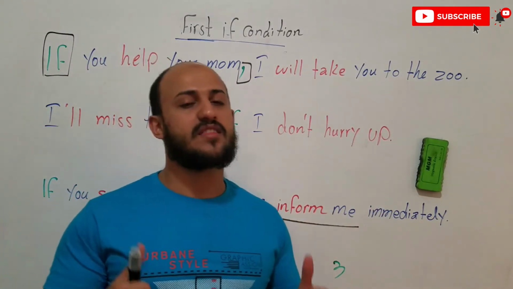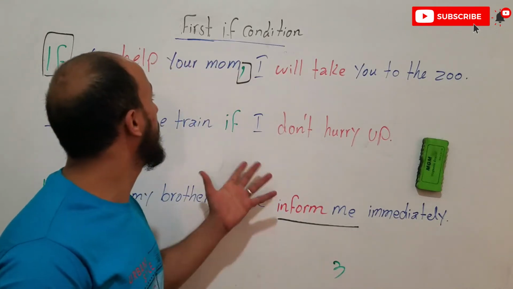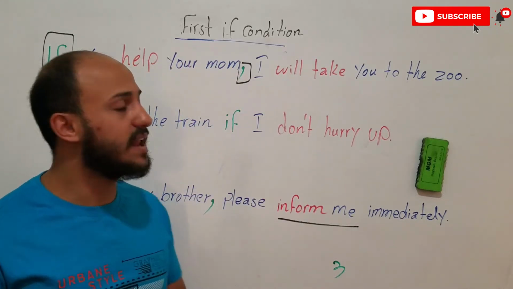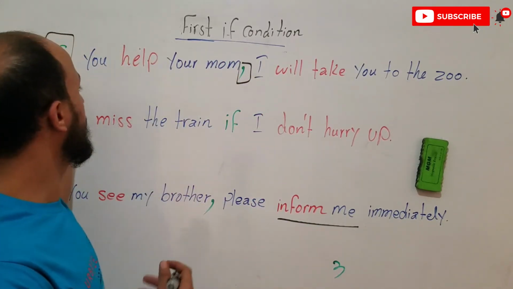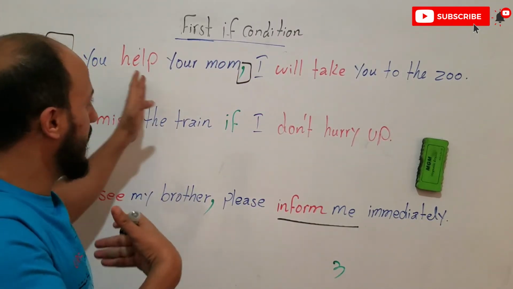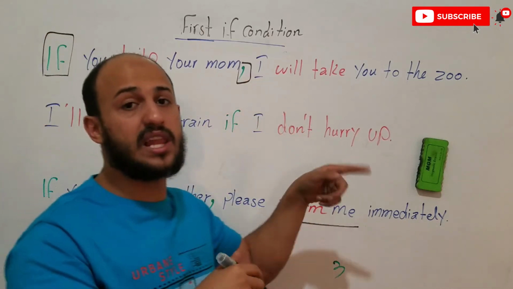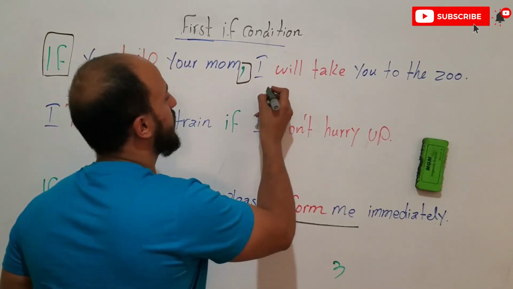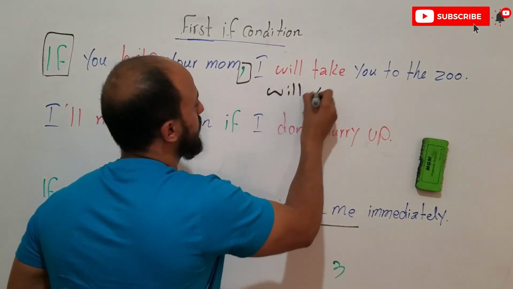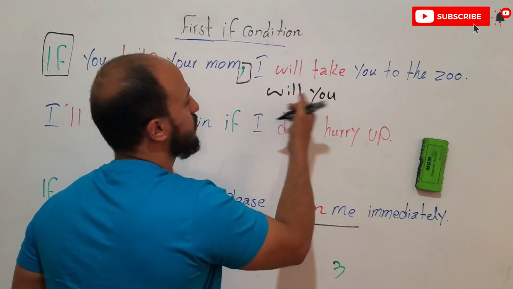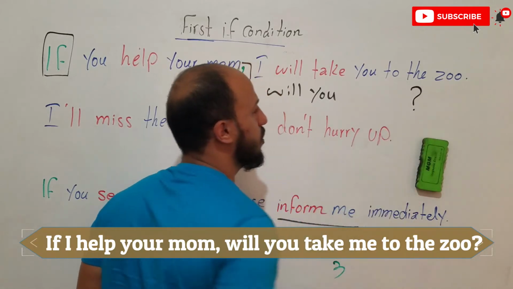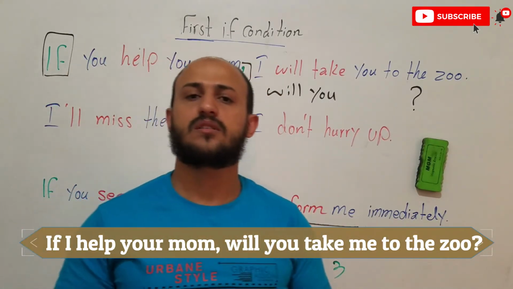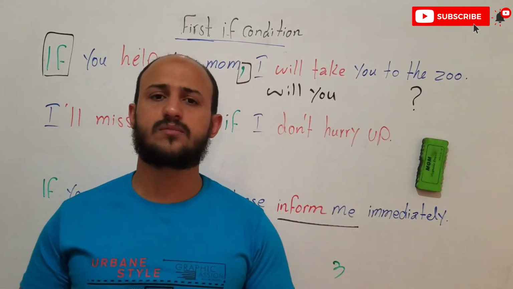All right, that's all about first if condition. And of course, if you want to make a question, no problem. You can say if. For example, if I help my mother, will you? Alright? So I will say, will you? So this is the question. Will you take me to the zoo? Then you finish with a question mark.